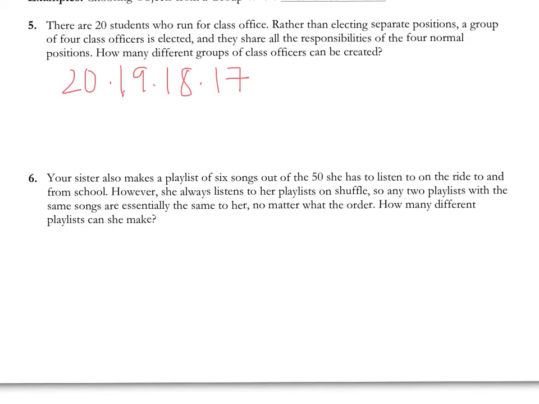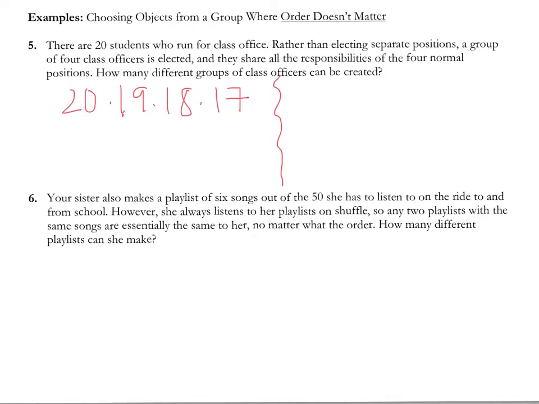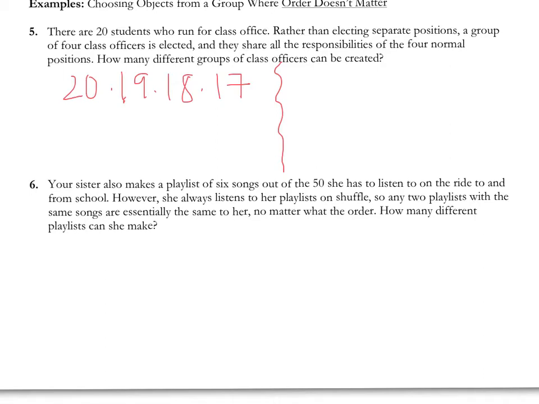So let's pick 4 people to pick on. So let's say that Alana, Jonah, and Matt are our 4 class officers who are elected. So this is one possible group of class officers.